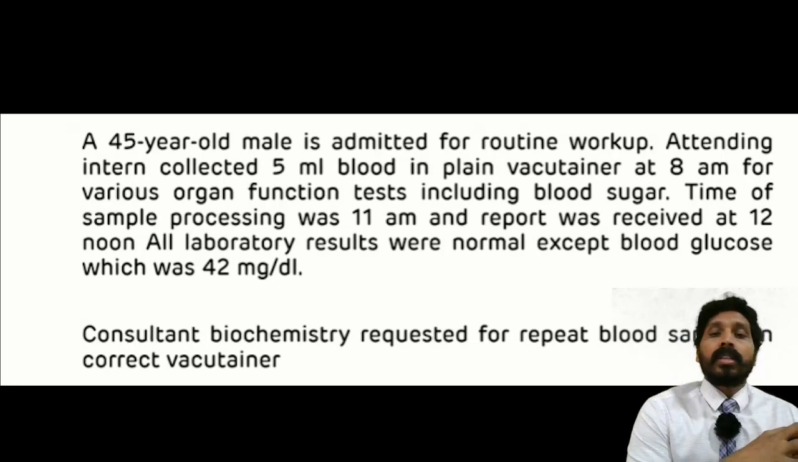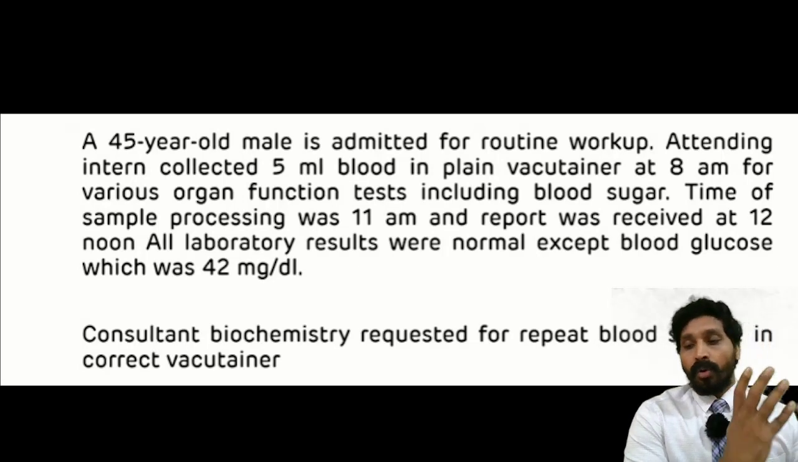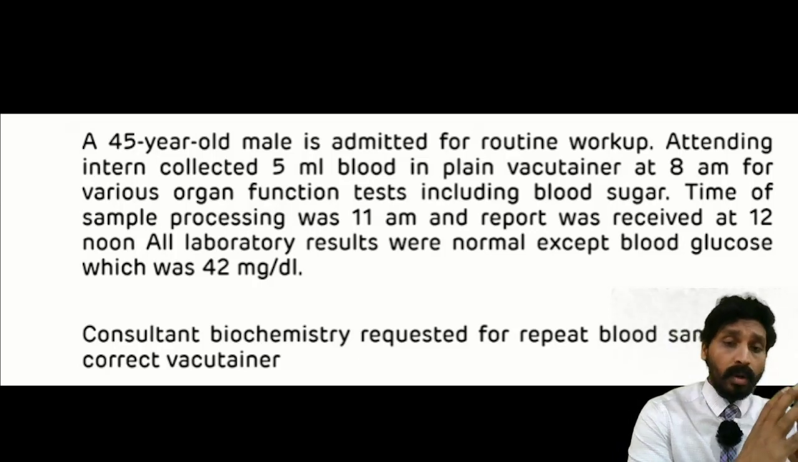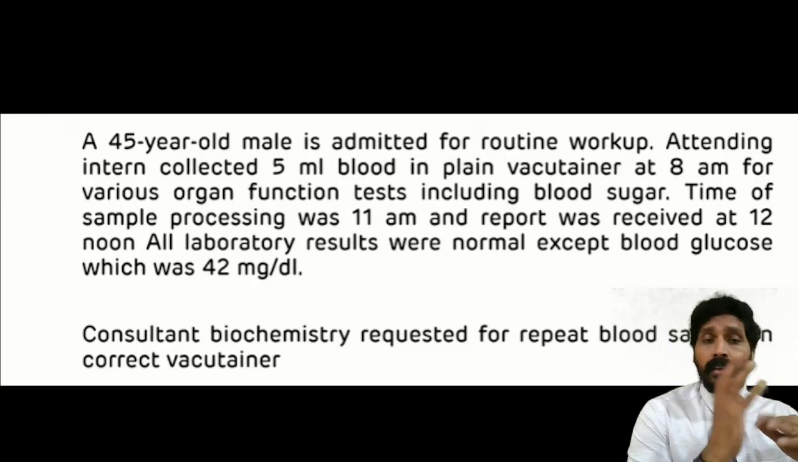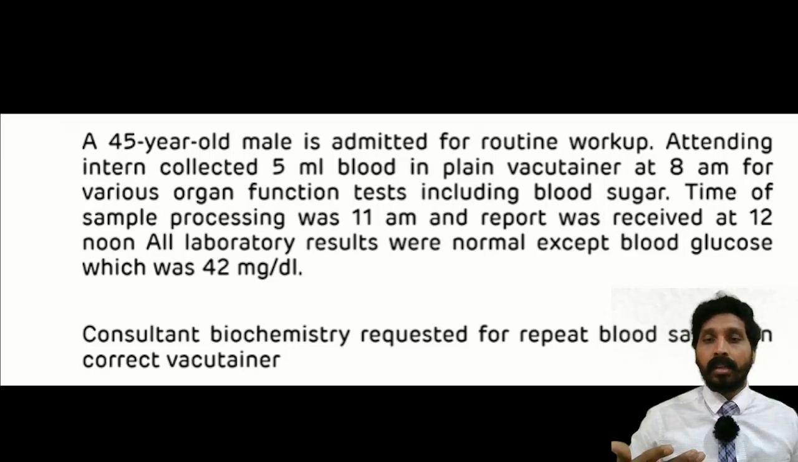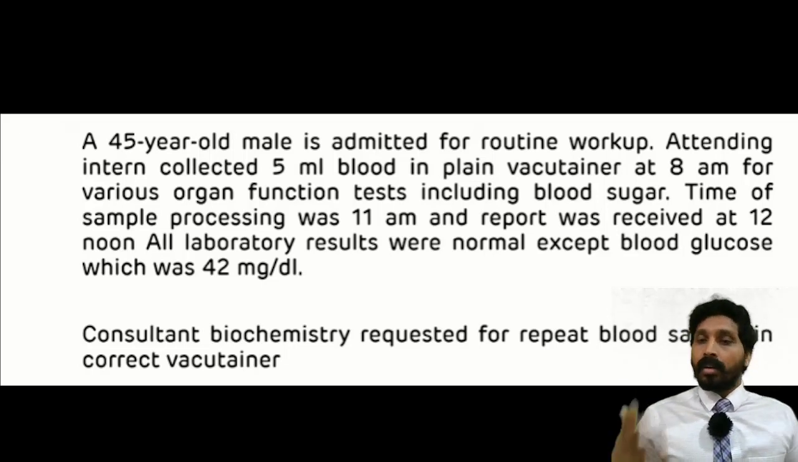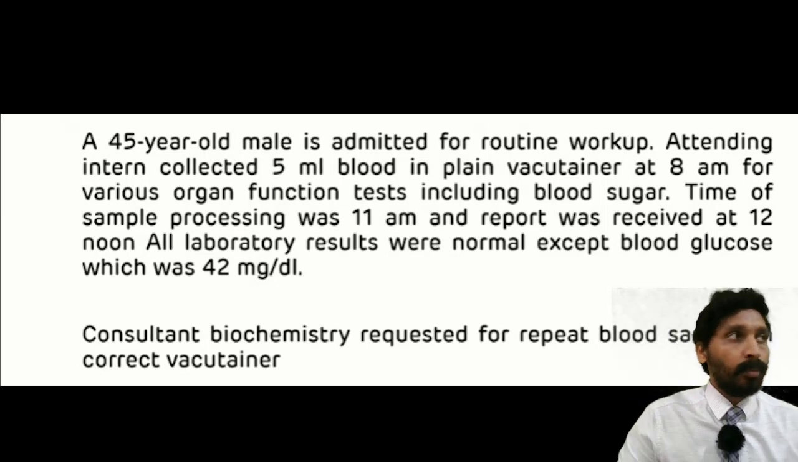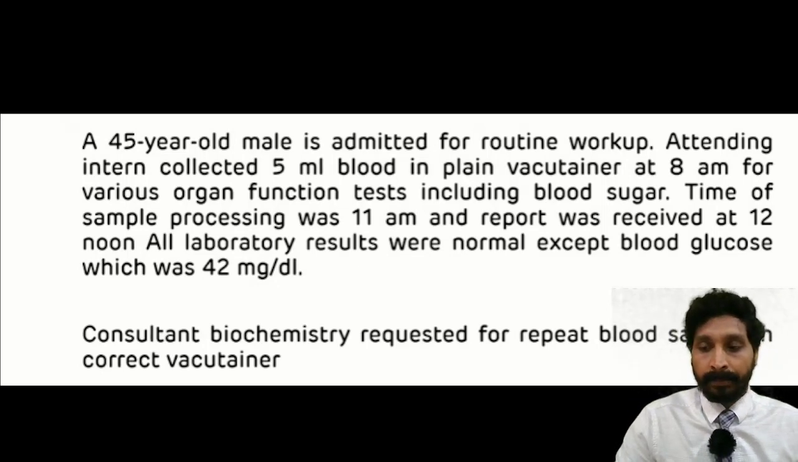Why? Because the vacuum tube plays a major role. We are all aware that if you want to estimate blood glucose, we have to collect the blood in a particular vacuum tube which prevents metabolism of glucose. As metabolism of glucose proceeds, the amount of glucose will be reduced. So that is what happened here. We will see the possible questions along with this.